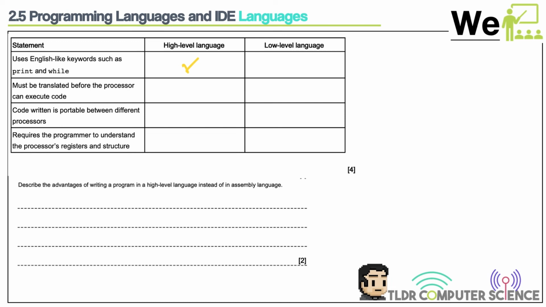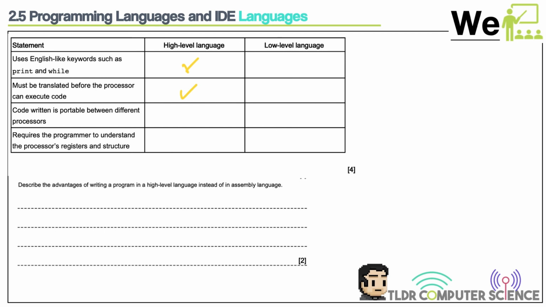Must be translated before the processor can execute code. Now, I can't say I like this question because, of course, if the low-level language was assembly language, then you do need to translate that to run. But if the low-level language it's talking about is machine code, it is ready to run. A high-level language always needs to be translated. So in this case, we're going to say it's a high-level language.